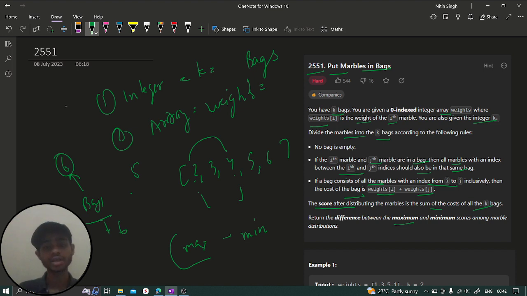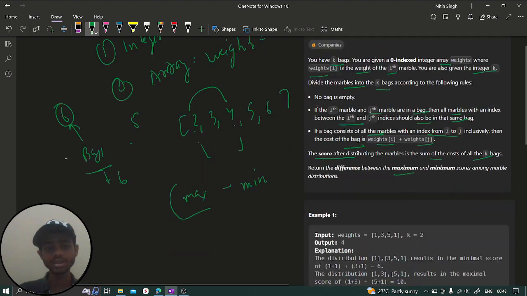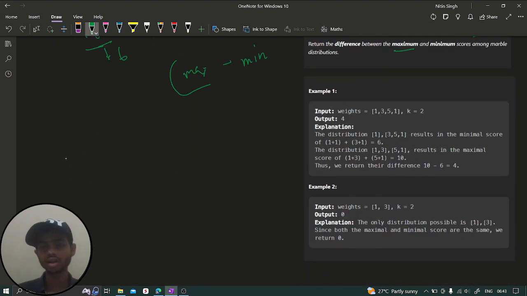So we have to calculate the maximum score and the minimum score, and after that we have to subtract the maximum and minimum, and return that particular answer. Simple thing, guys, right? Now let's understand with an example, then we can see how it's going to work. So the first example: we have 1 3 5 and 1, and k is 2.